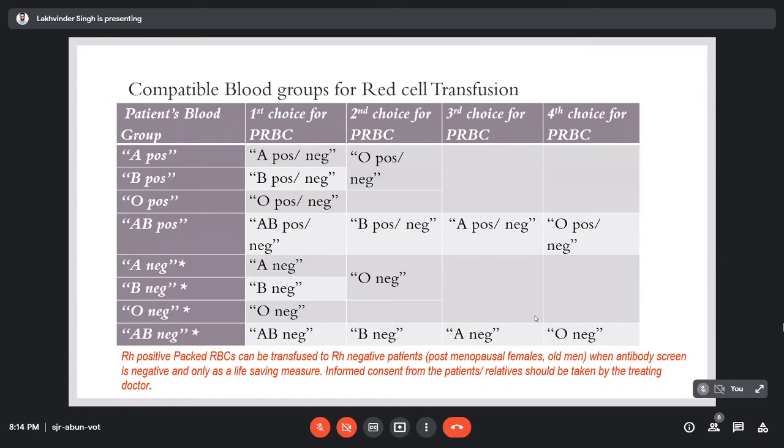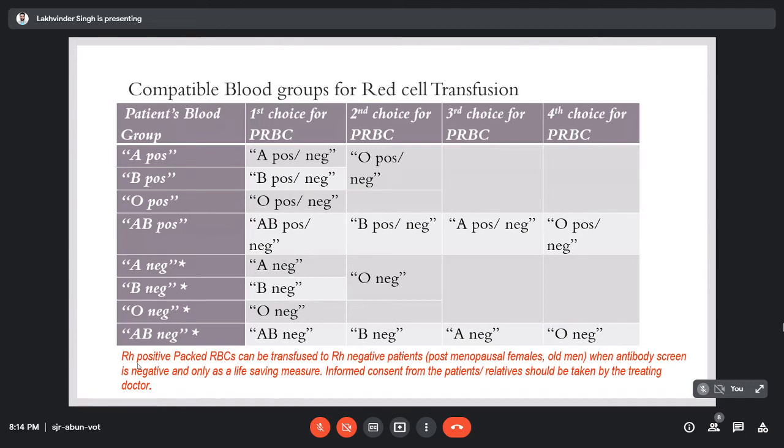So if the patient blood group is A positive, first choice remains A positive or A negative. If A positive is not available, then we can give O positive or O negative. Positive and negative are the RH groups. For O positive, there is no other choice. Only O positive can be given. Similarly for the others, in this chart you can see the bottom line, the RH positive packed red blood cells can be transfused to RH negative patients.